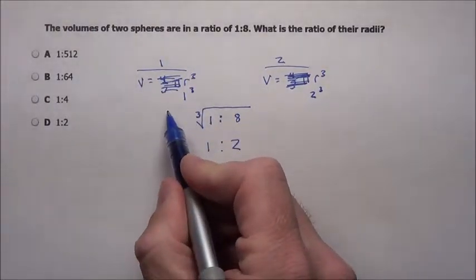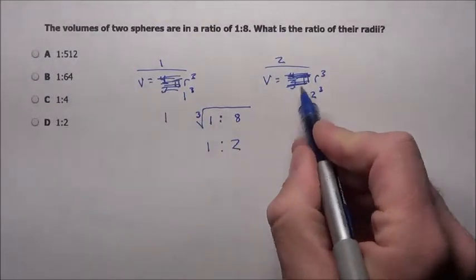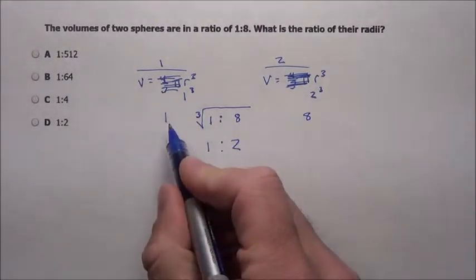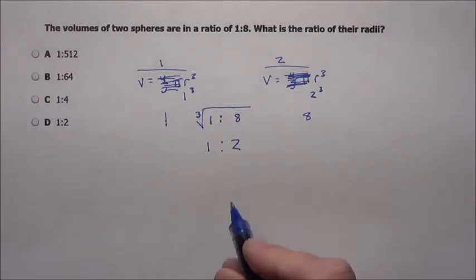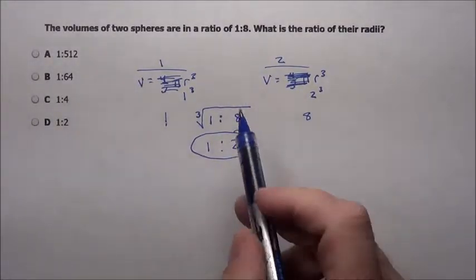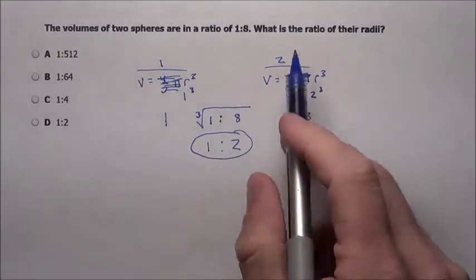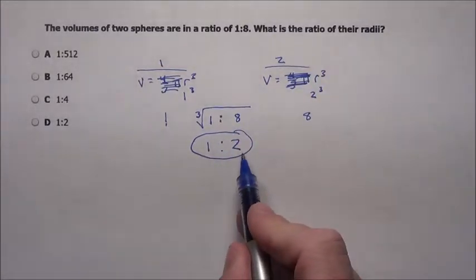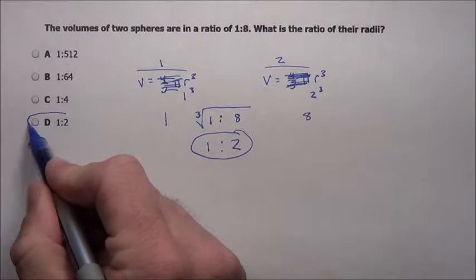Notice if this radius had been 1 cubed and this radius here had been a 2 cubed, when we go to calculate the volume, he just becomes a 1. He becomes 8. He's 8 times for every 1 that guy has. So this is our answer of what's happening to our radii. The ratio of the radii is 1 to 2. So it's going to be choice D.